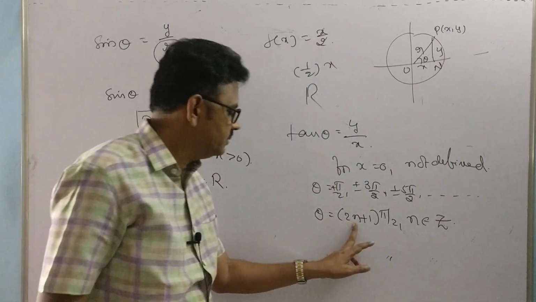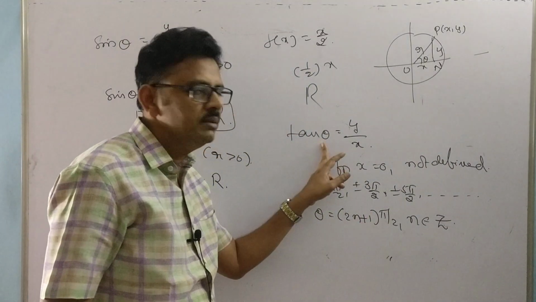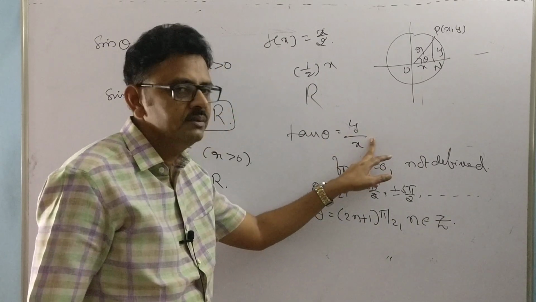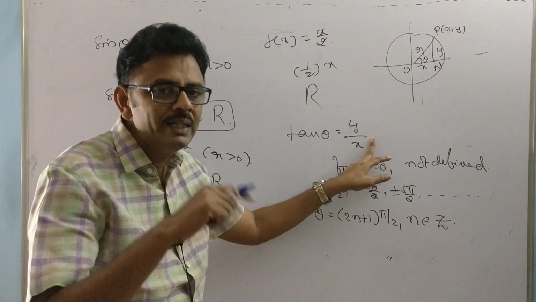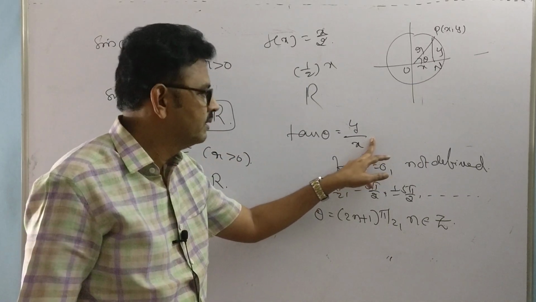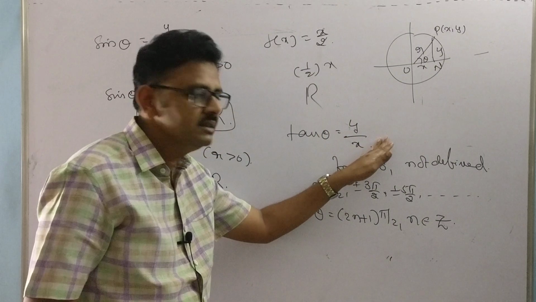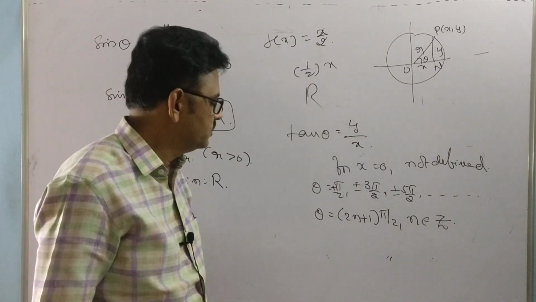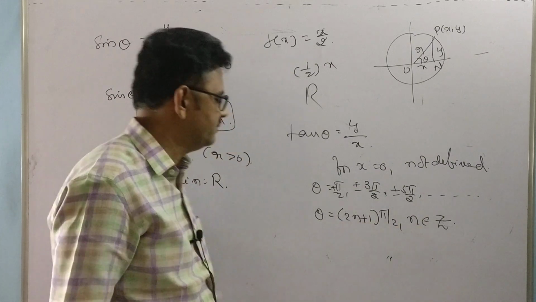If I write n equal to 0, this is pi by 2. Tan pi by 2, not defined. n equal to 1, tan of 3 pi by 2. 3 pi by 2 means what? 180 plus 90. Tan of 180 plus 90 is tan 90. Again, it is not defined. So for these values, it is not defined.